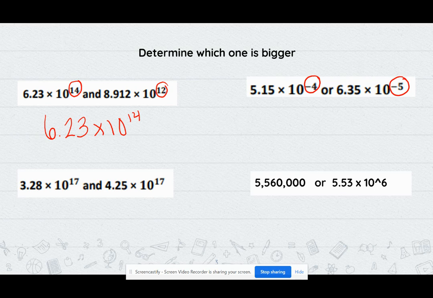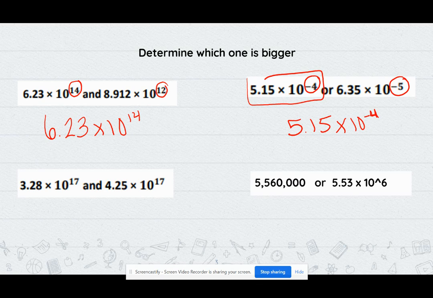So which one's bigger? This one right here, 5.15 times 10 to the negative 4th, because it's closer to 0. And because if you were to write it into standard form, this one on the right-hand side would have an extra 0, and this one only has 2 other zeros. So when it comes to negative exponents, whichever one is smaller is actually the bigger number.